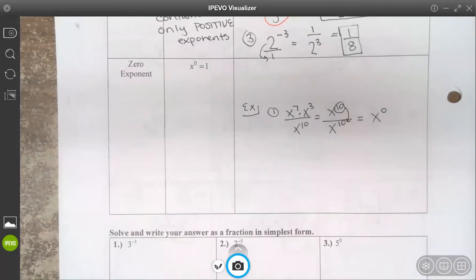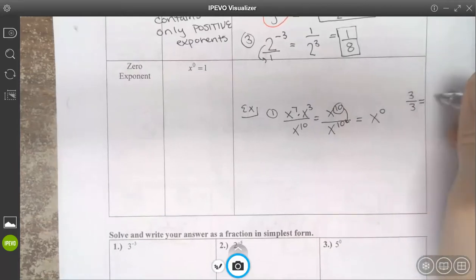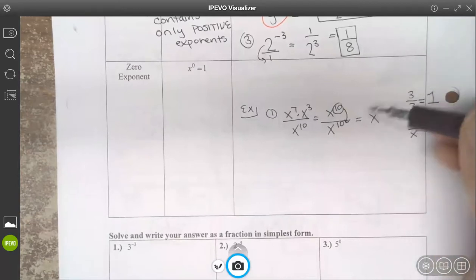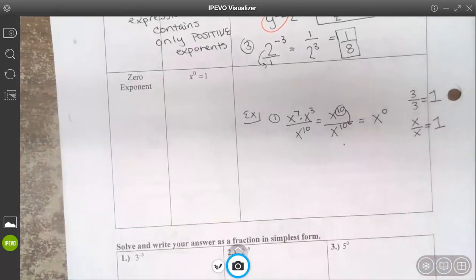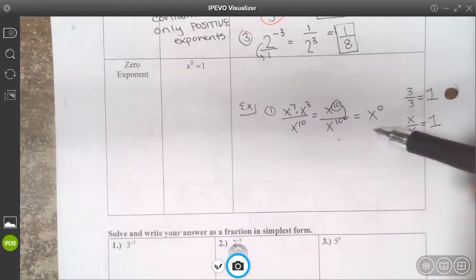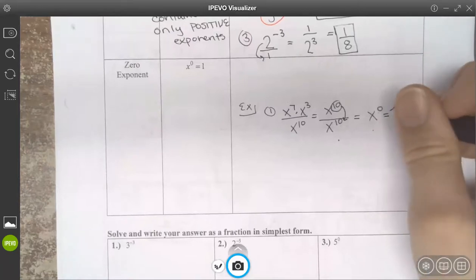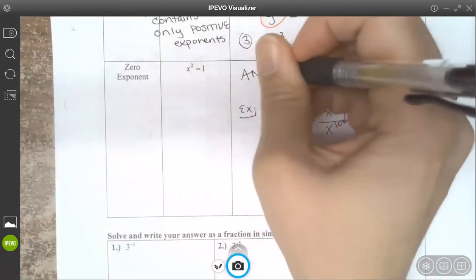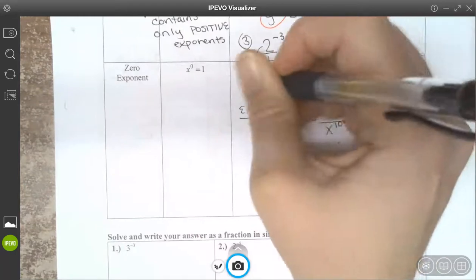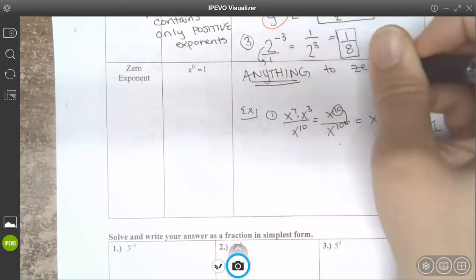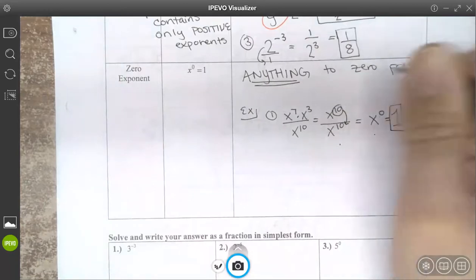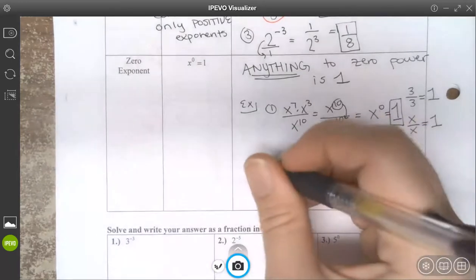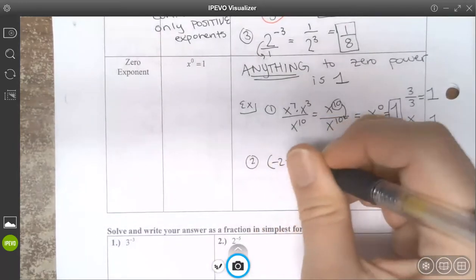Well, we know that anything over itself, so if I have something like 3 over 3, it's equal to 1. If I have x over x, it's going to equal 1. If I have x to the 10th over x to the 10th, it's going to equal 1. Seeing why this happens, here's something that's to the 0 power, we can see that that should be equivalent to 1. This is the easiest property because there's no evaluating to be done. Anything to the 0 power is 1. Okay, x to the 0 is 1. So let me give you another example of something that you might see.